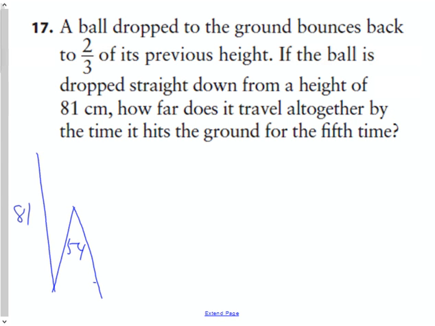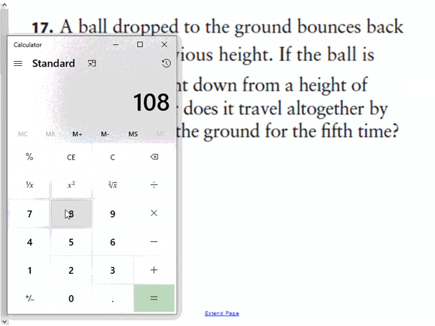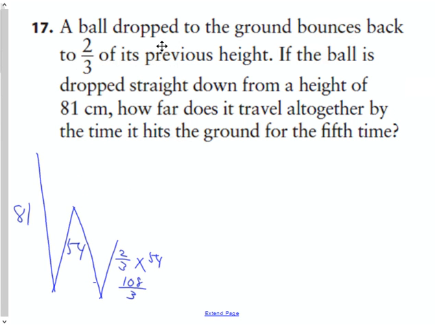And then it goes back up. But this time, instead of being 2/3 of 81, it's going to be what? 2/3 of 54. How many thirds would you have if you multiply 2/3 by 54? You would have 108 thirds, which has an answer of 108 divided by 3. It bounces 36 this time. How many times has it hit the ground so far? Twice. Let's go back down. It hits the ground again.